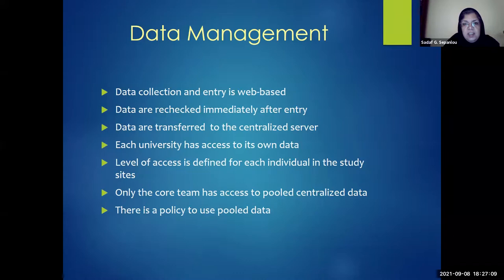Data collection and entry is completely web-based. Data are rechecked immediately after entry. Data are transferred to the centralized server. Each university has access to its own data, only to its own data. The level of access is defined for each individual in the study sites. And only the core team has access to the pooled centralized data. There is also a policy to use pooled data, which I will explain here.